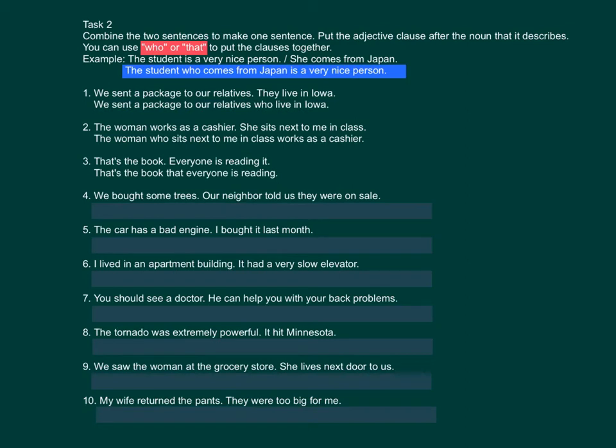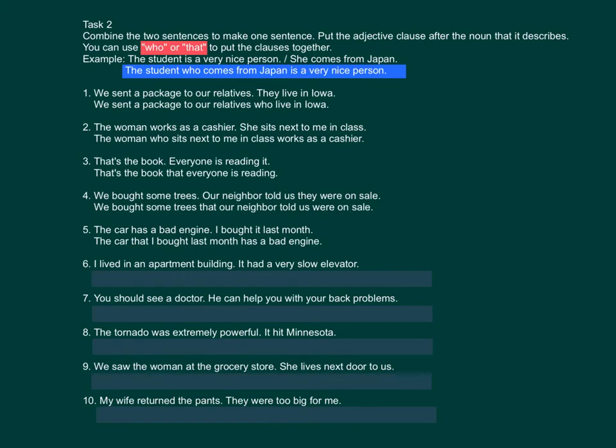Number 4. We bought some trees. Our neighbor told us they were on sale. The answer is: we bought some trees that our neighbor told us were on sale. Number 5. The car has a bad engine. I bought it last month. The answer is: the car that I bought last month has a bad engine.